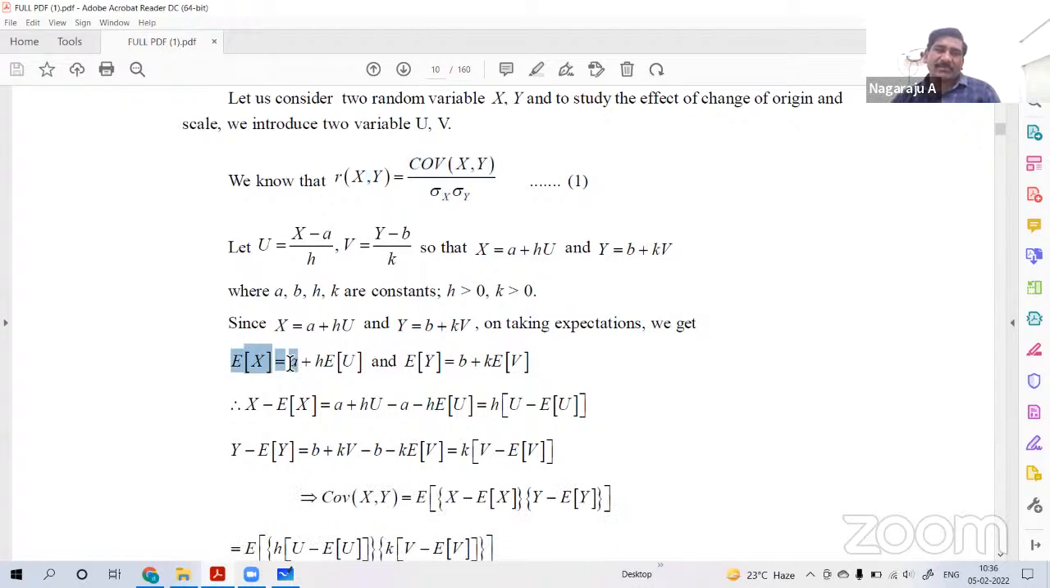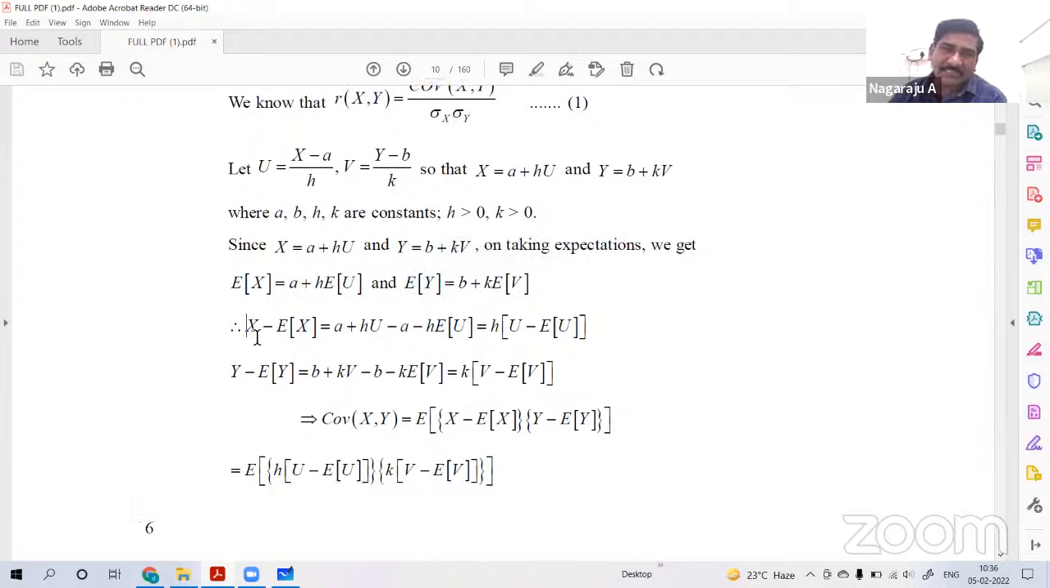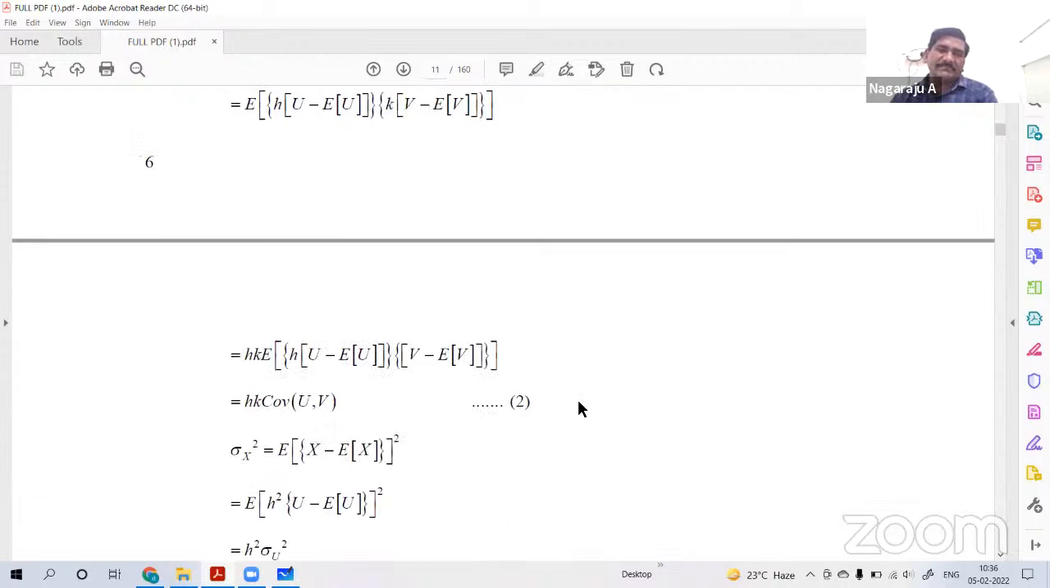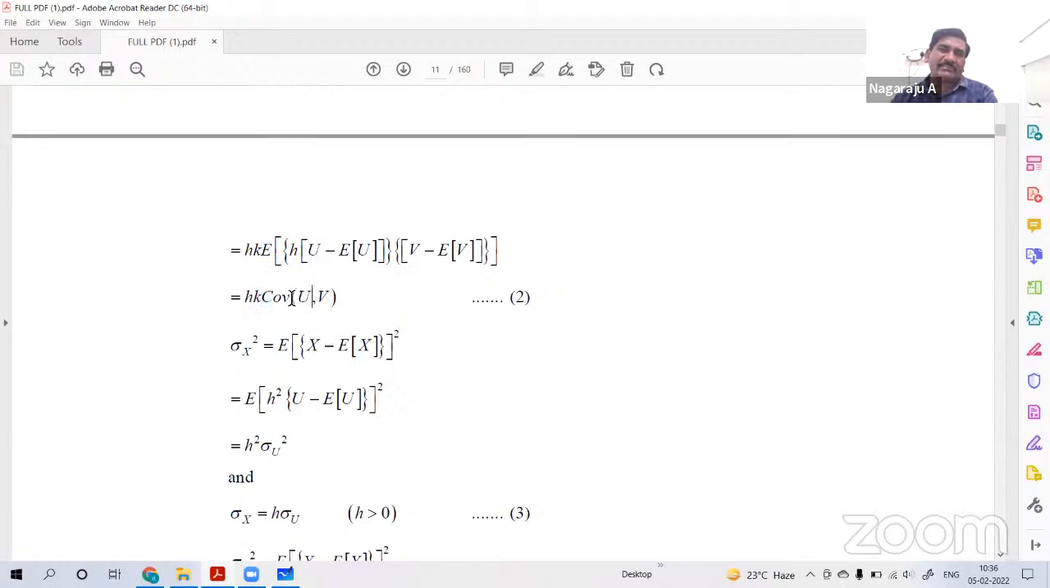The expectation means the first mean I am calculating, and the second expectation means the second mean. Next, the first moment and second moment, whose product is X minus E of X and Y minus E of Y. I substituted the previous values for X and Y in terms of H and E of U. Then H can be taken common, and at the bottom K is taken common from V. So the covariance of X comma Y means E of X minus E of X into Y minus E of Y, which becomes H into U minus E of U and K into V minus E of V. Then I get HK as common and the covariance of U comma V.